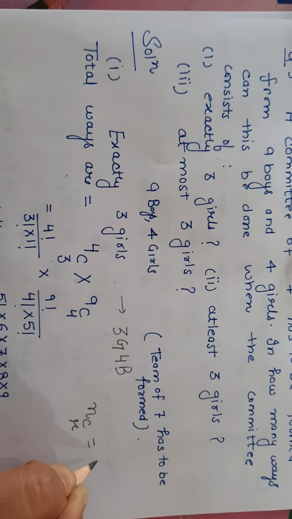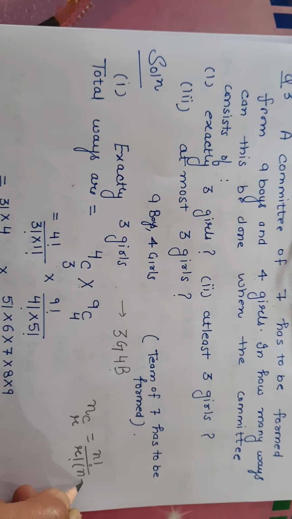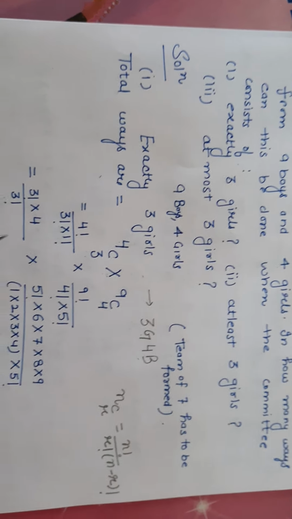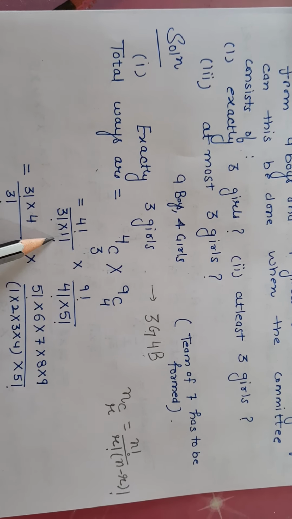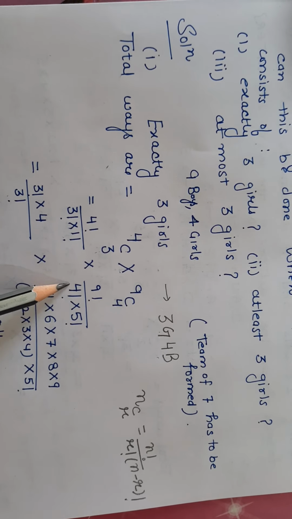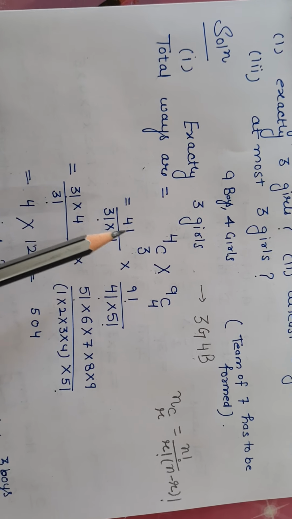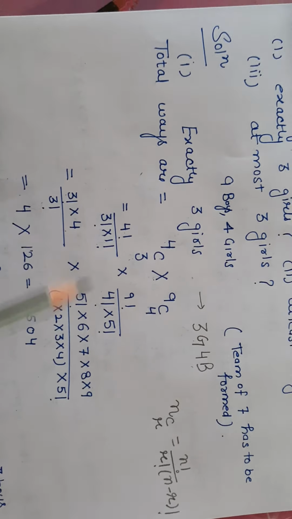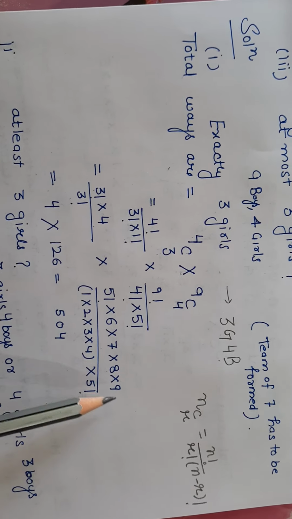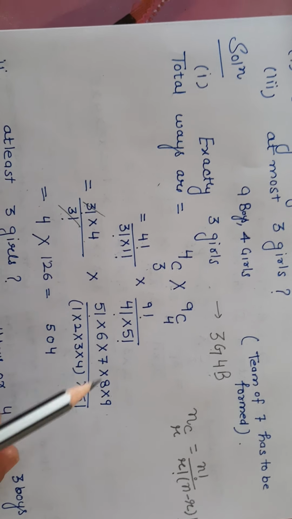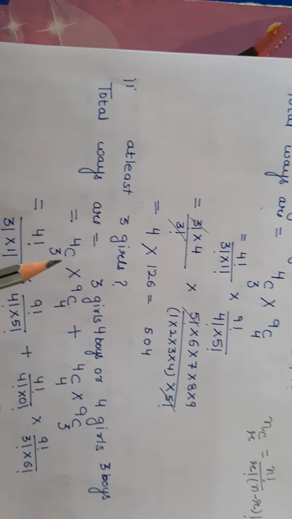nCr is always equal to n factorial divided by r factorial into n minus r factorial. So this is 4 factorial divided by 3 factorial into 4 minus 3, that is 1 factorial. Here 9 factorial divided by 4 factorial into 9 minus 4, which is 5 factorial. This 4 factorial can be written as 3 factorial into 4. Here 9 factorial can be written as 5 factorial into 6 into 7 into 8 into 9. Now the 5 factorial is cancelled. So on simplification, your answer is 504.